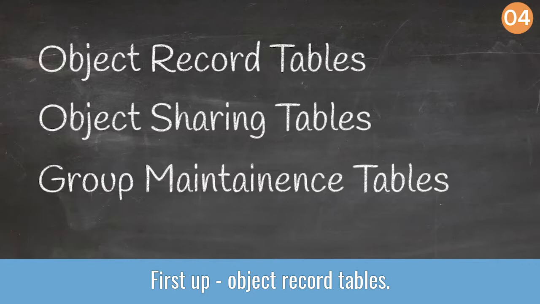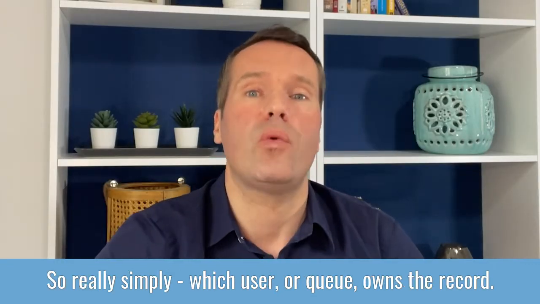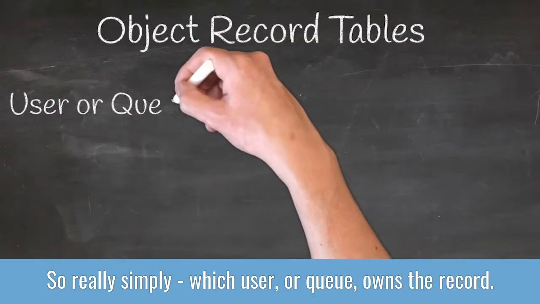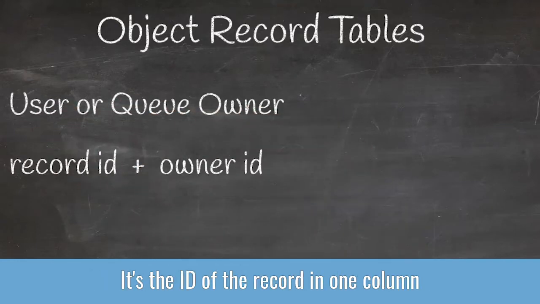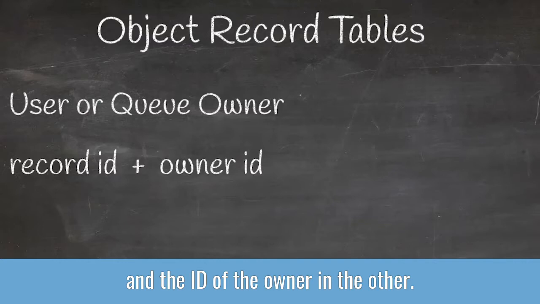First up, object record tables. Really simply, which user or queue owns the record? It's nothing to do with sharing, just ownership. It's the ID of the record in one column and the ID of the owner in the other.